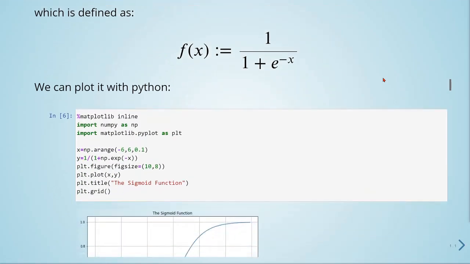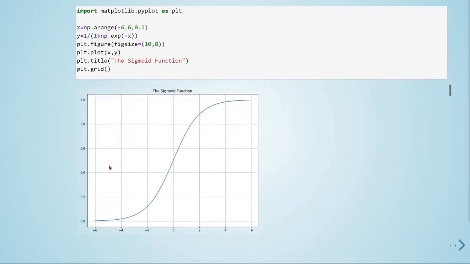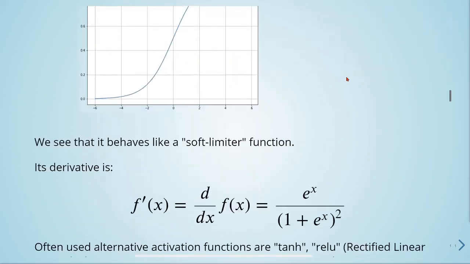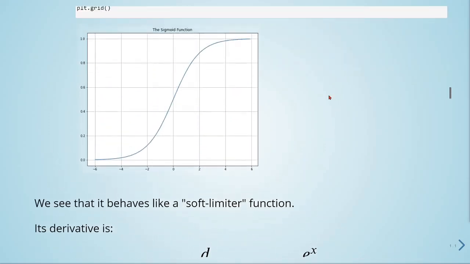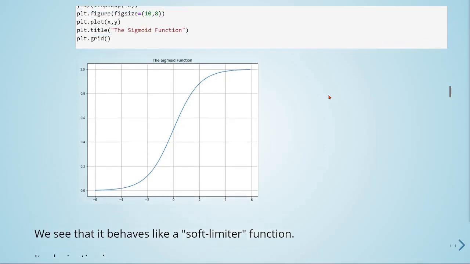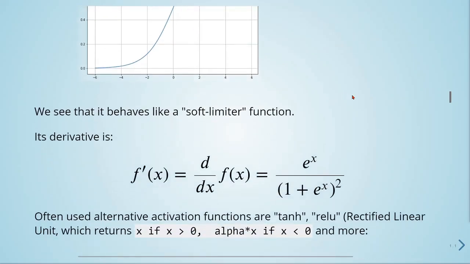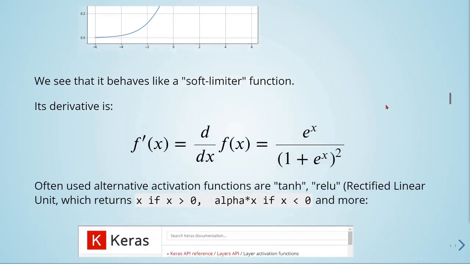We can also plot this function in Python. We have the sigmoid function here, and we see that it behaves like a soft limiter function. The derivative of the sigmoid function is given here: e to the power of x divided by 1 plus e to the power of x, squared. This is one activation function, and there are other activation functions. Popular ones are, for example, the hyperbolic tangent, the tanh, or the ReLU, the rectified linear unit.